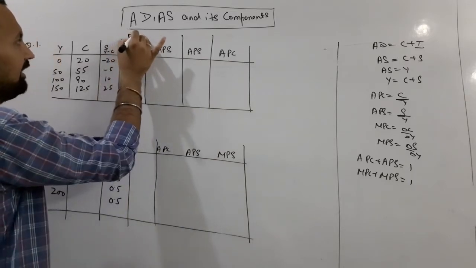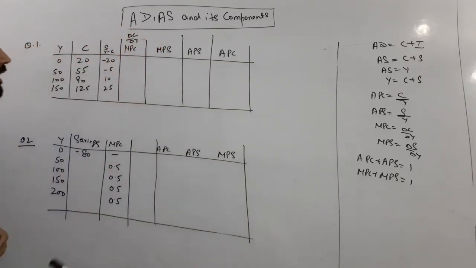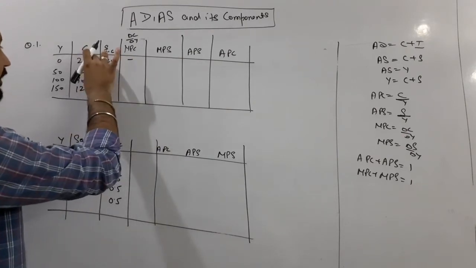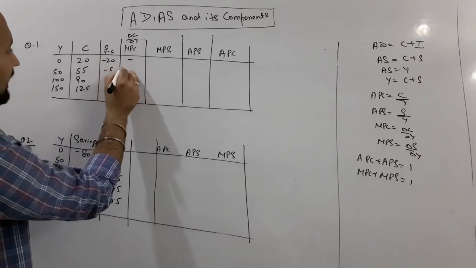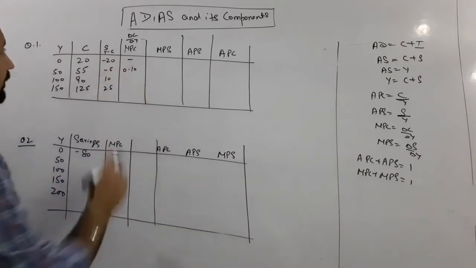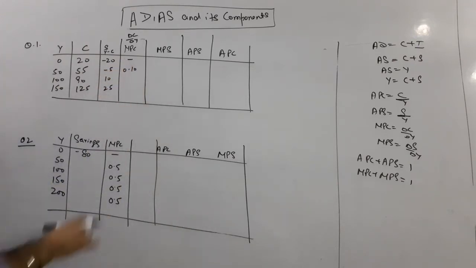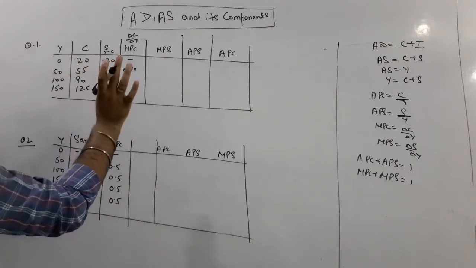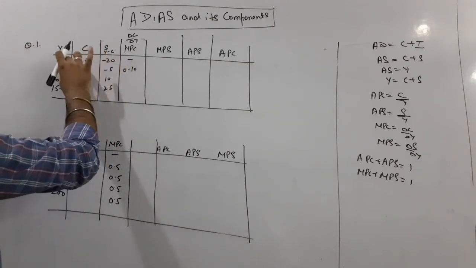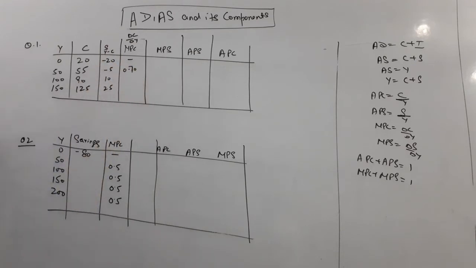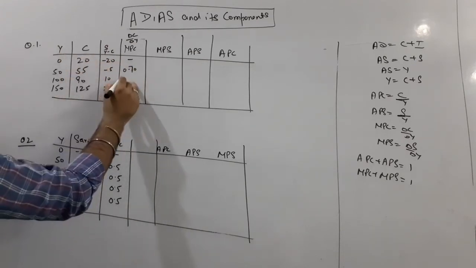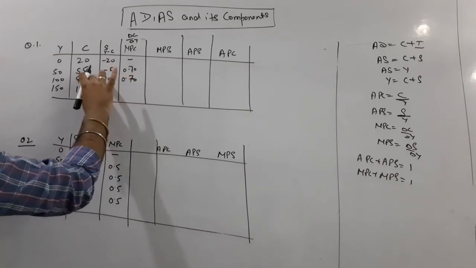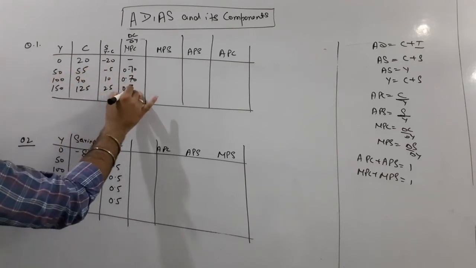The formula for this is delta C upon delta Y. The first value is dash. Delta C means change in C, that is 5. 5 upon 50, that is 0.10. Next value, delta C, the change is 35. 35 upon 50, that is 0.7. Next change is 35, 35 upon 50, 0.7, and again 35 upon 50, 0.7.